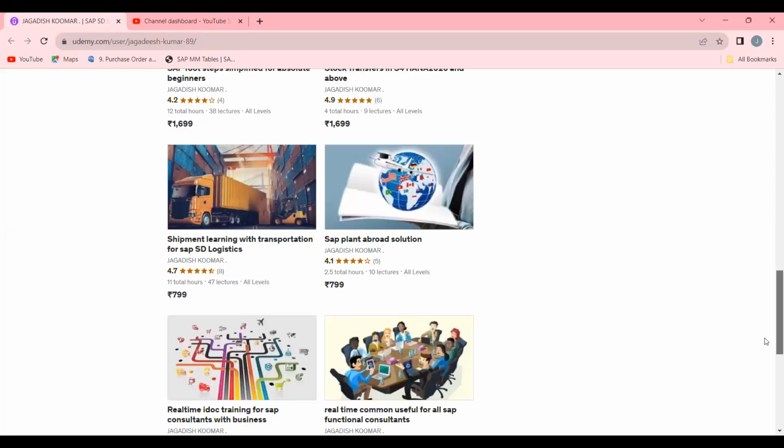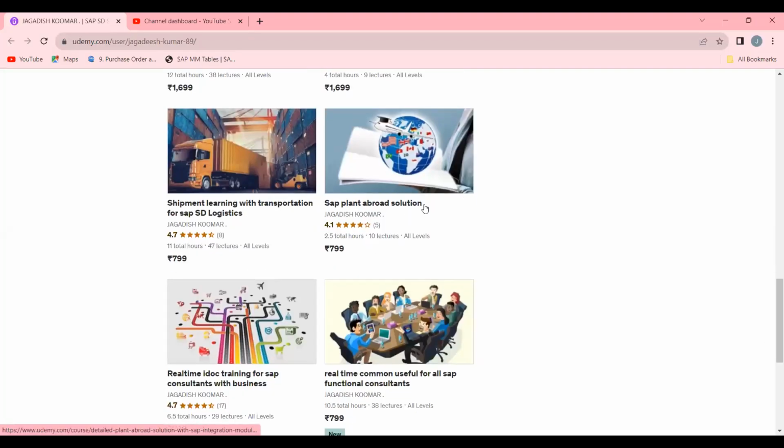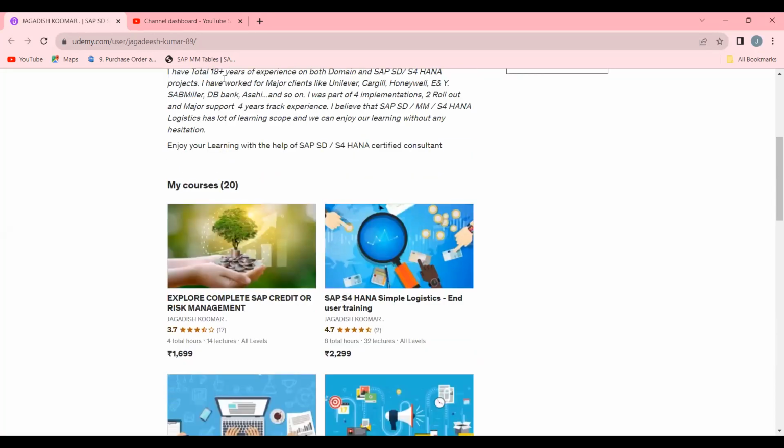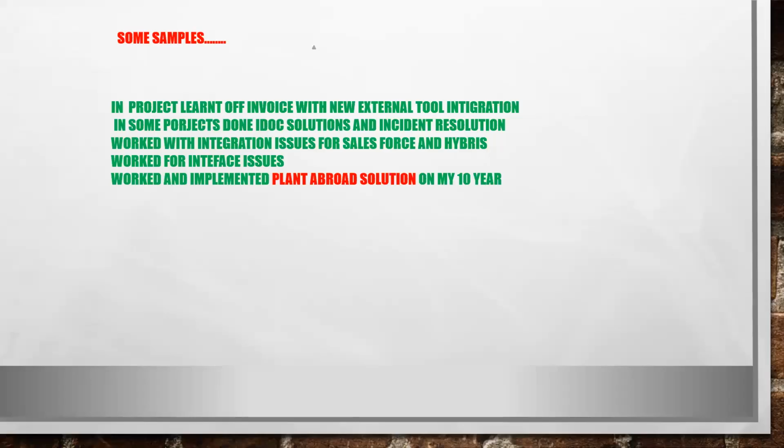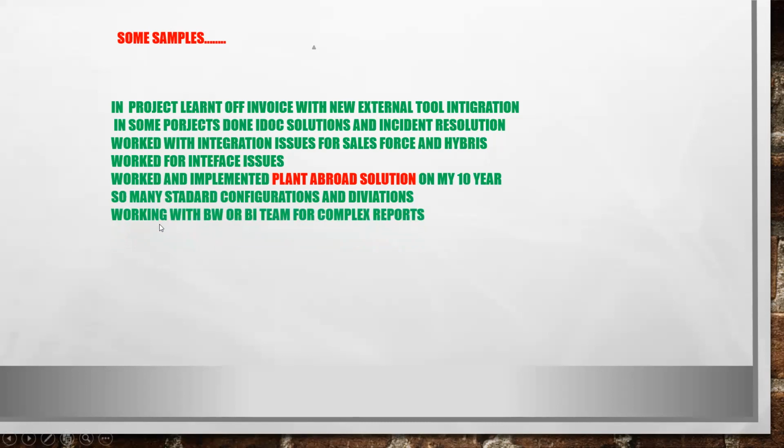If you want to learn this, this is the plant abroad solution. It is a specific skill for intrastate reporting, and the European taxation system is also a bit different from the US and India, like learning your GST. These are some of the skills you must additionally have to differentiate yourself from the current SAP SD competition. There are so many standard configurations and deviations; I don't want to discuss each and everything. I also worked with the BW and BA team in one project on complex report development, and a lot like this.